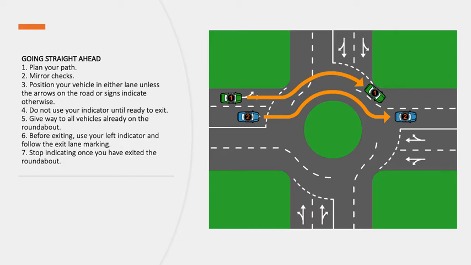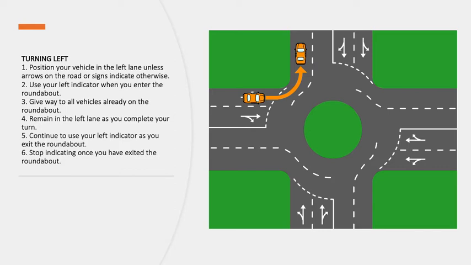The next one we're going to have a look at is going straight ahead. Step 1, plan your path. Step 2, mirror checks. Step 3, position your vehicle in either lane unless the arrows on the road or signs indicate otherwise. Step 4, do not use your indicator until ready to exit. Step 5, give way to all vehicles already on the roundabout. Step 6, before exiting, use your left indicator and follow the exit lane marking. Step 7, stop indicating once you have exited the roundabout.